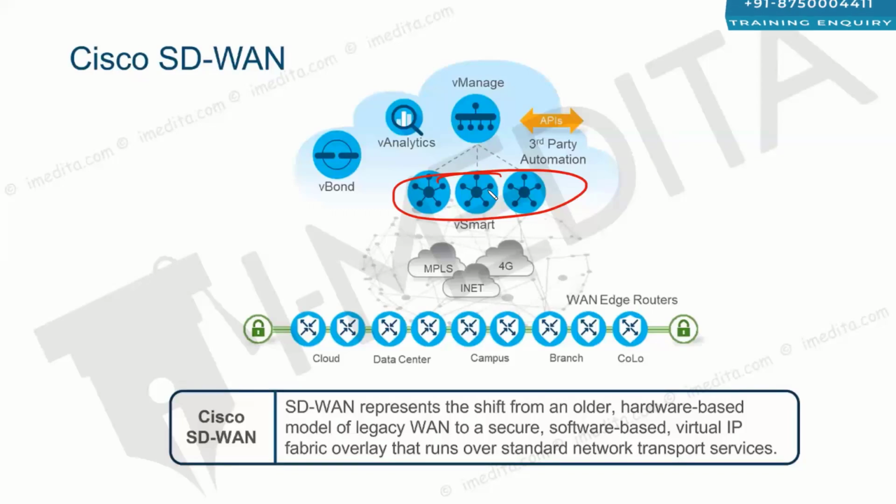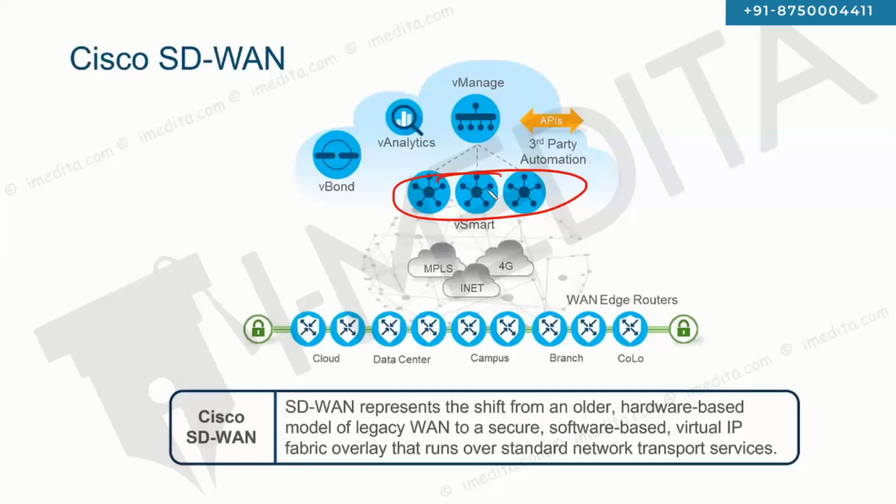From vManage, you can push configuration onto vSmart, you can push your configuration onto the validator, which is vBond. You can also make configuration changes onto your managed routers. Everything will be done from vManage, because vManage is the manager that gives you GUI access, graphical user interface access. So from vManage, you would be making all the changes.